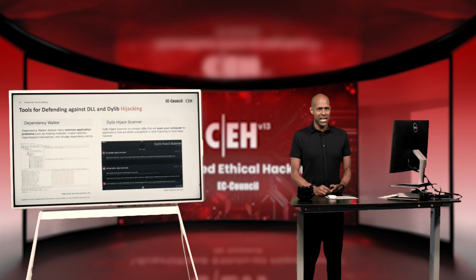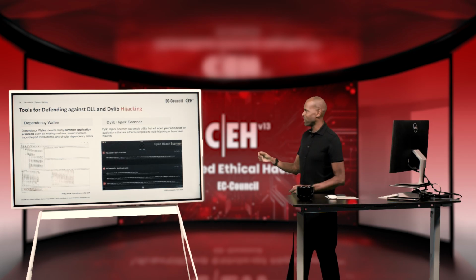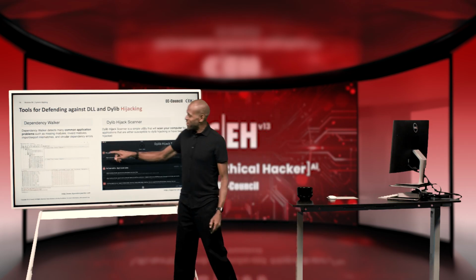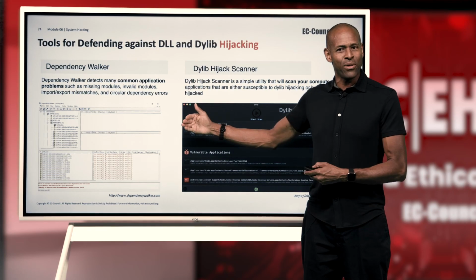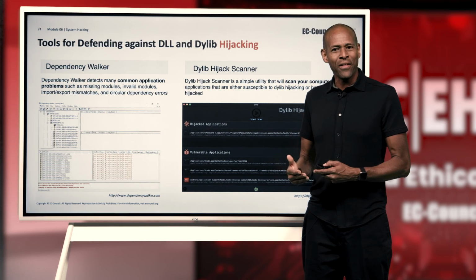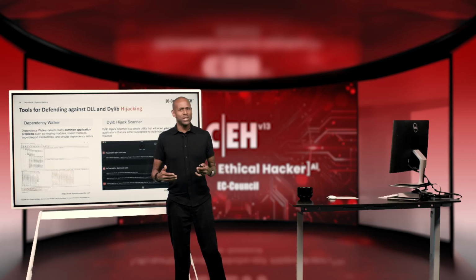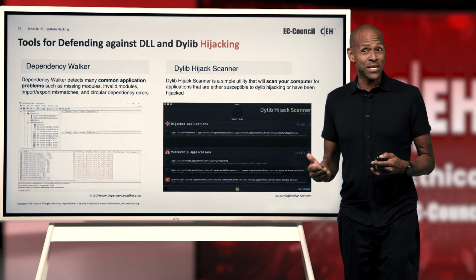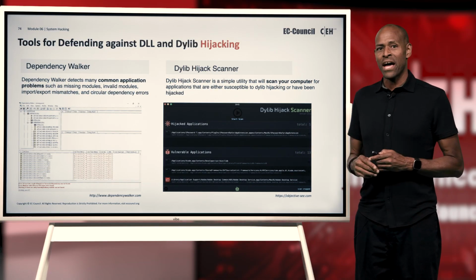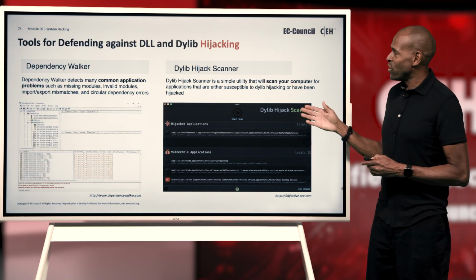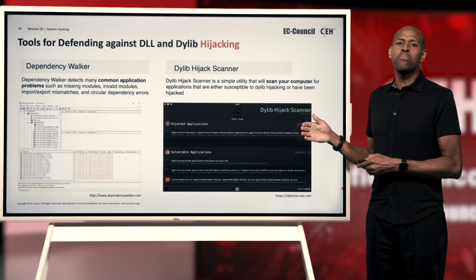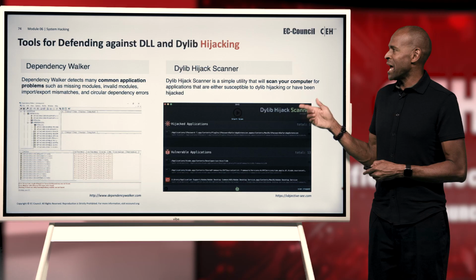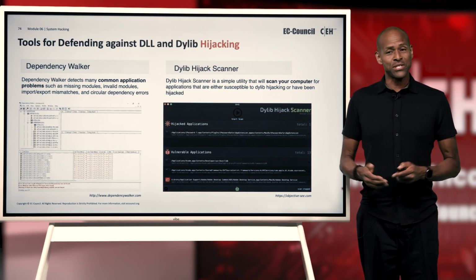Another thing we want to defend against is people hijacking DLLs and hijacking dylibs. And we have a really cool tool that's very useful for this called Dependency Walker. Let's have a look over here. If you look at this little screen down here, you have an executable, and everything that depends on that executable, you will see. So if that executable depends on DLLs or other executables, you'll be able to see the tree for that executable. And then if you want to defend your dylibs from being hijacked on your Mac, you can use Dylib Hijack Scanner. Very nice tool for your Mac.